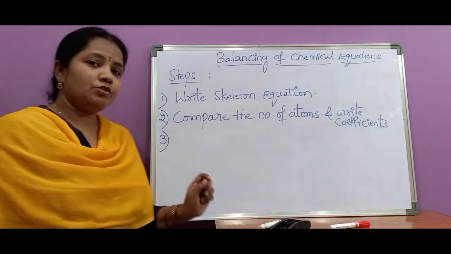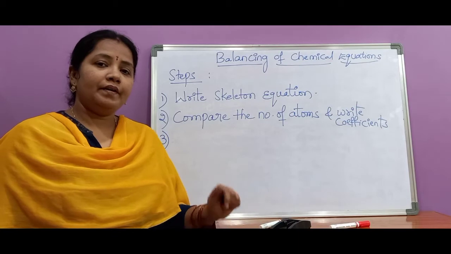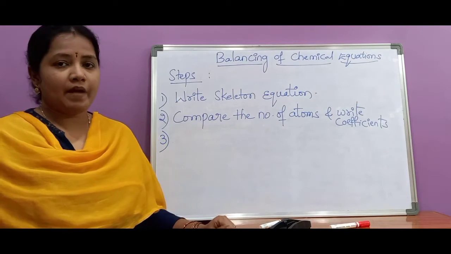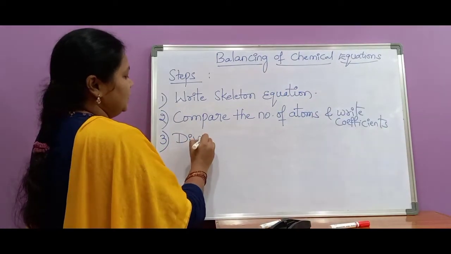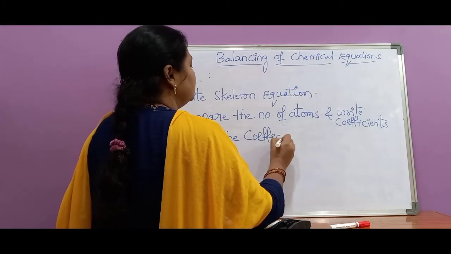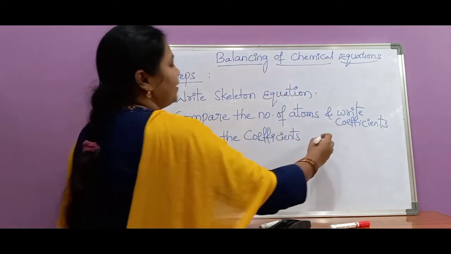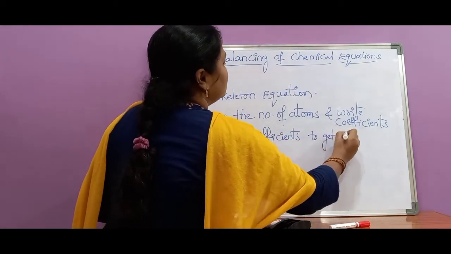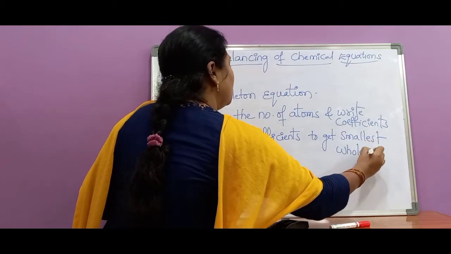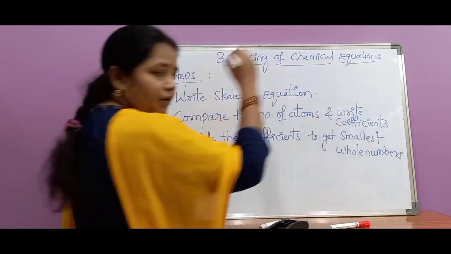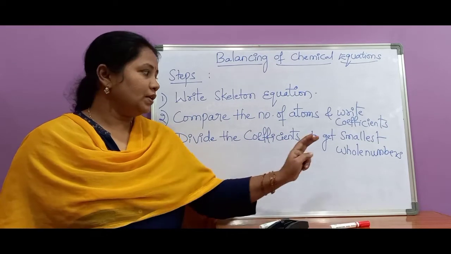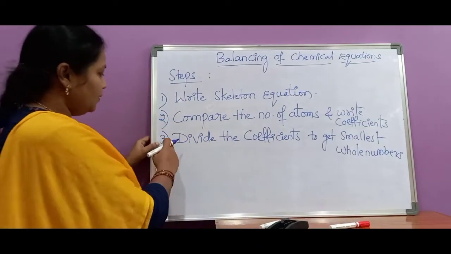Third one: make sure that the coefficients are divided by the highest common factor so as to get the smallest whole number values. Divide the coefficients with the highest common factor to get the smallest whole number ratio. All the coefficients should be divided by the highest common factor so as to get their smallest whole numbers. This we did not see earlier.